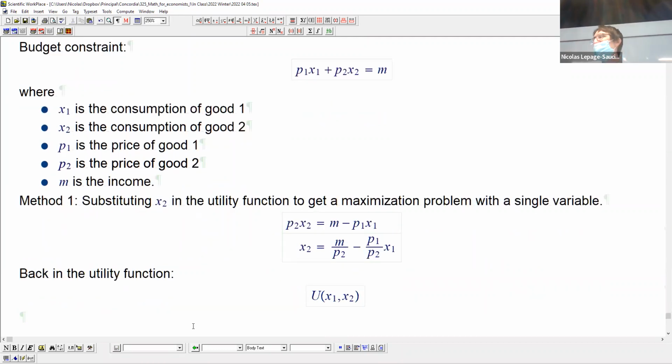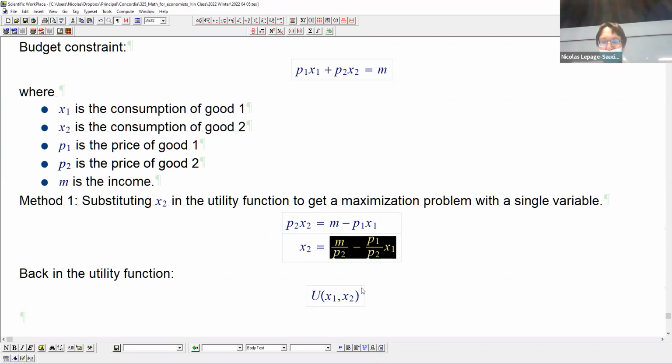By the way, I'm not going to prohibit you at the exam from using Lagrangian. If I ask you some problem with multiple variables, then just use whatever is best for you. Maybe I'm going to say use this method or that method, but usually I don't. If I don't ask you, then you're free to use whatever.